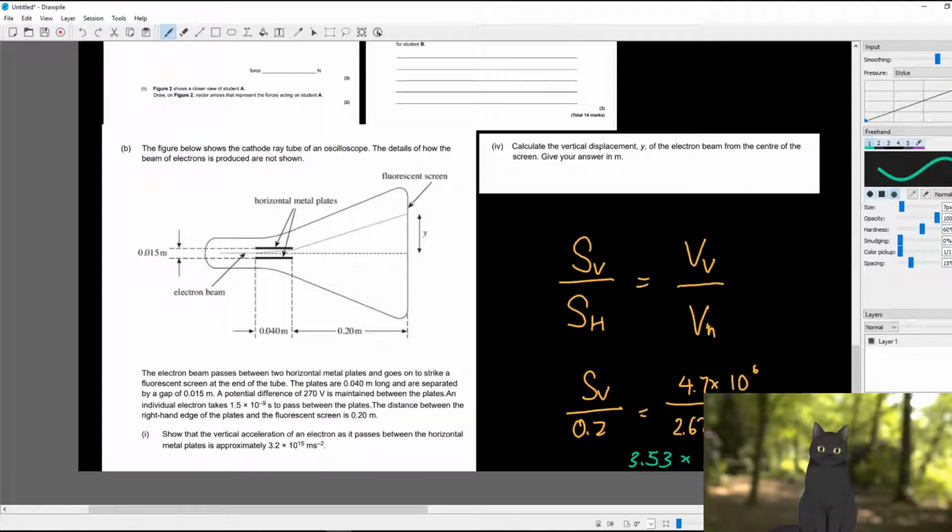So the final answer is 3.53 times 10 to the power -2? No, isn't it 3.553 times? Yeah, 3.53 times 10 to the power -2.